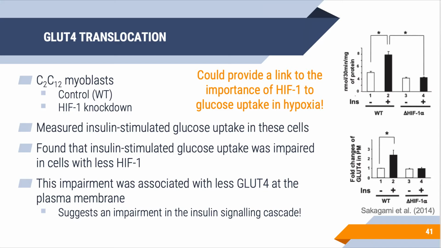Moreover, if we shift to the figure at the bottom there, what we see is that we're looking at GLUT4 at the plasma membrane now. So in our wild types, we see this classic response where insulin causes an increase in GLUT4 at the plasma membrane, but in our HIF1 knockdown cells, there is no change in GLUT4 at the plasma membrane, meaning that there's some impairment in the insulin signaling cascade that's related to HIF1, and if we knock it down, there's an impairment in the ability to bring GLUT4 to that plasma membrane.